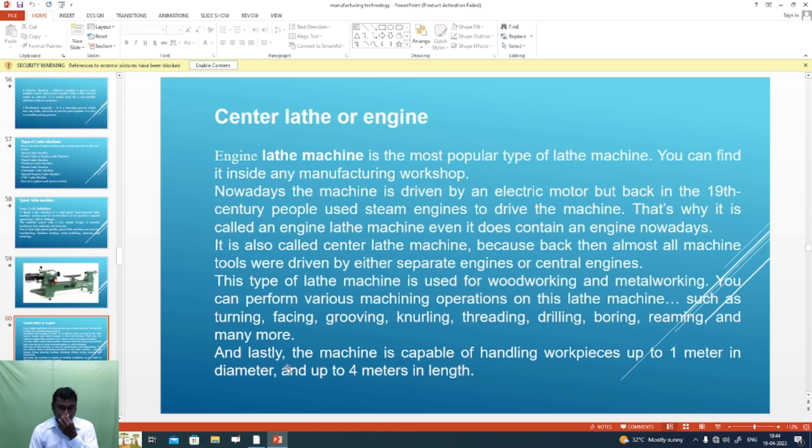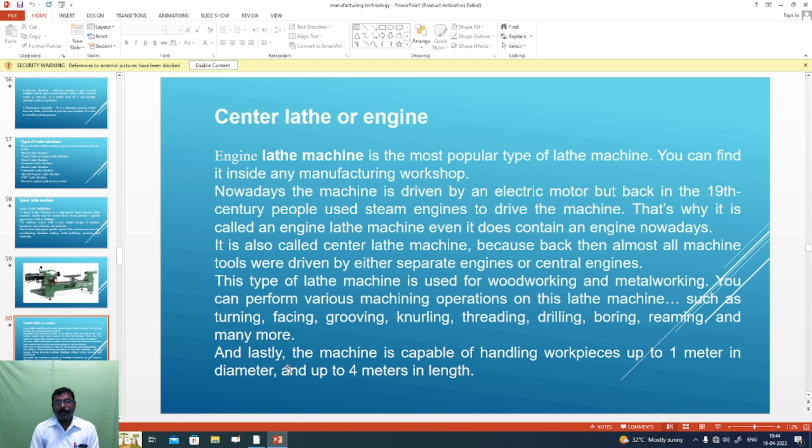Then center lathe or engine lathe. The engine lathe machine is the most popular type of lathe machine. We can find it inside any manufacturing workshop. Nowadays, the machine is driven by an electric motor, but back in the 19th century, people used steam engines to drive the machines. That's why it is called an engine lathe machine. Even though it contains an electric motor nowadays, it is also called a center lathe machine, because back then almost all machine tools were driven by either separate engines or central engines.